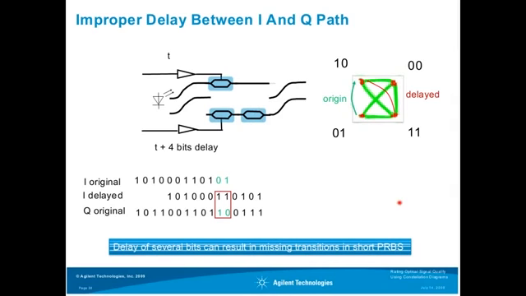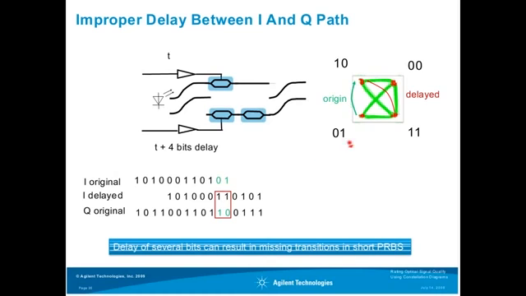And here's an explanation of this impairment. Here we have used a 4-bit delay between the I and the Q path of the signal. So the original I signal would look like this. For example, this is just an arbitrary bit stream, the original data stream. And then we have the original data stream at the Q path of your transmitter. And now we assume that one part is delayed by 4 bits, which I have represented here.